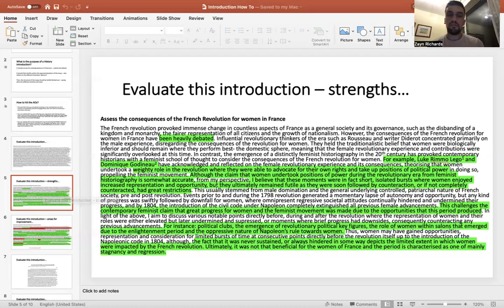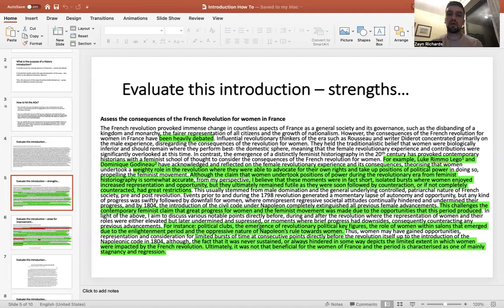Then later on, we've got even more of that. So we've got where it says, this challenges the contemporary feminist claim that great progress for women and feminist movement was made due to the opportunities that this period produced. So again, we've got an explanation and a positioning in relation to current historiography. And then finally, they've introduced the sections that they're focusing on.